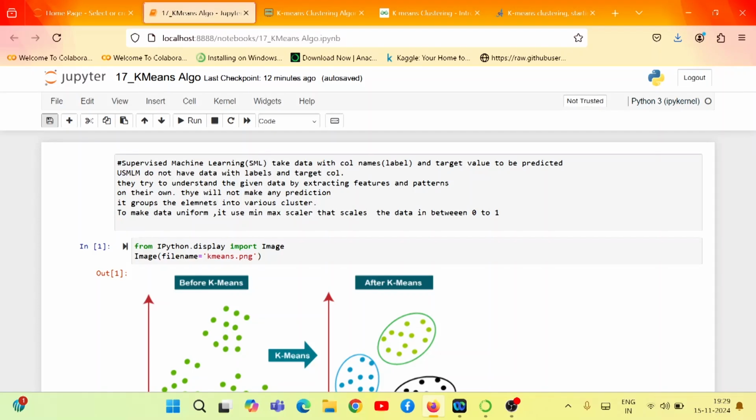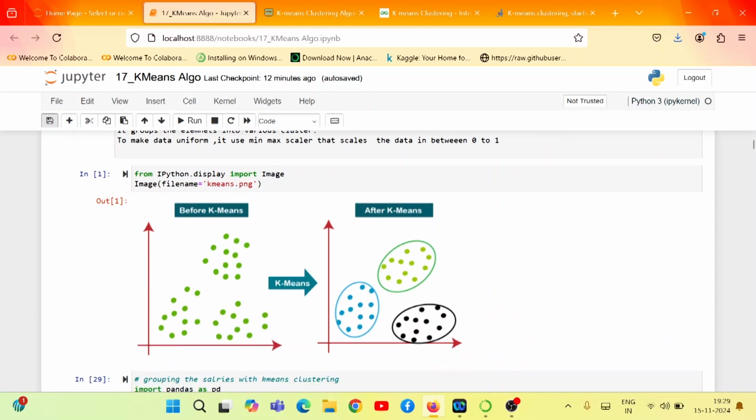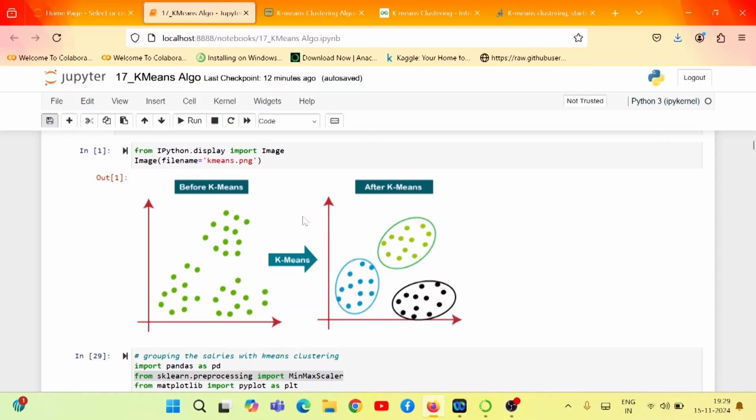To make data uniform, we use the min-max scaler concept. Basically, this scales the data between 0 and 1, and we will see how the min-max scaler works. So let us discuss this image.